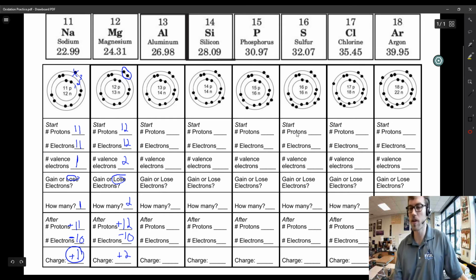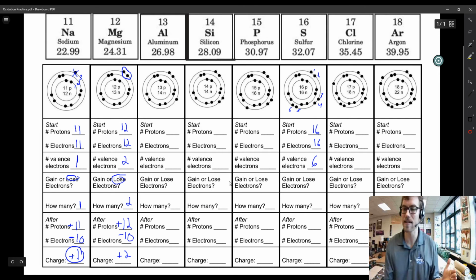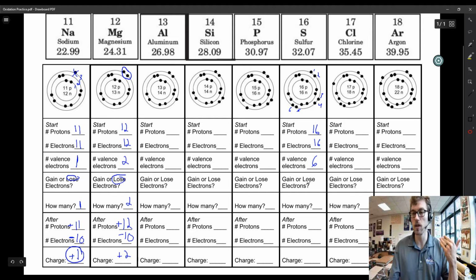Let's take a look at a couple examples where they're going to be gaining electrons. Let's take a look at sulfur. Sulfur has 16 protons and 16 electrons. If we take a look, it's got 1, 2, 3, 4, 5, 6 valence electrons, okay? And it is going to be easier for it to gain 2 to get to 8 than it is for it to be losing 6, right? Atoms are lazy. They want to do what the easiest thing is. So they are going to gain 2 electrons.